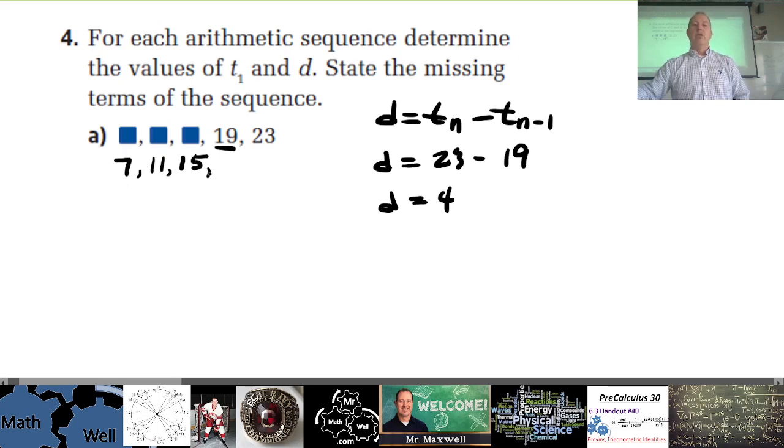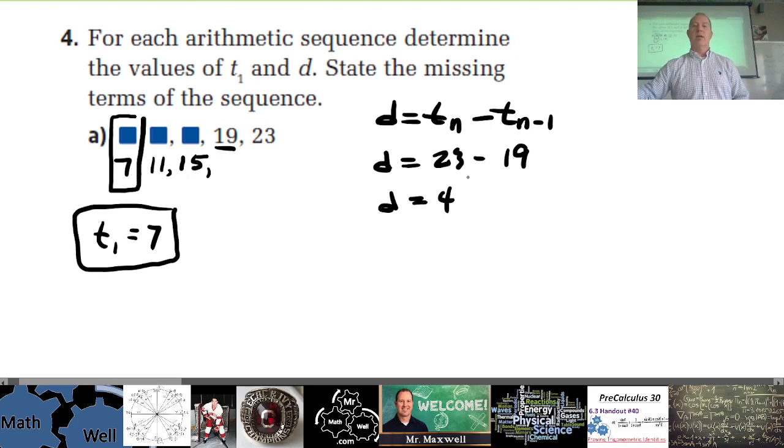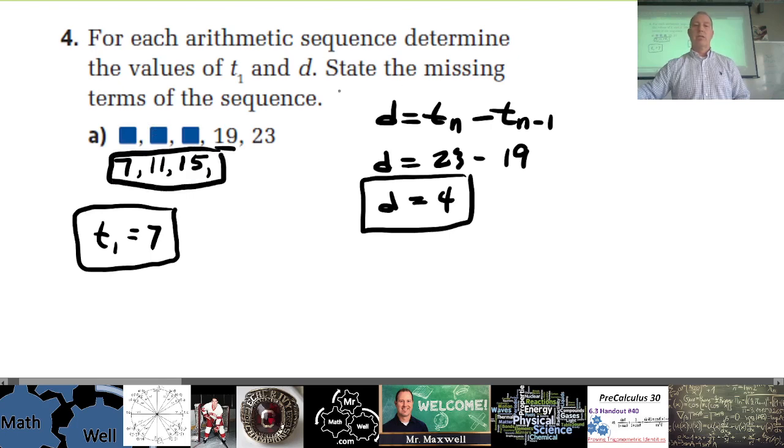7. So there I have the rest of the numbers, and I look on my list here, and guess what? The very first one is 7, so T of 1 is 7. And that's what the question asked for. This is what the question asked for. And these are what the question asked for. State the missing terms, T1, D. How do you like that? Is that good?